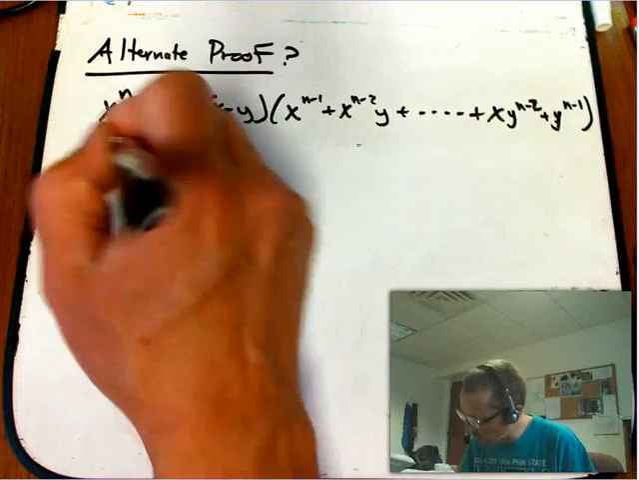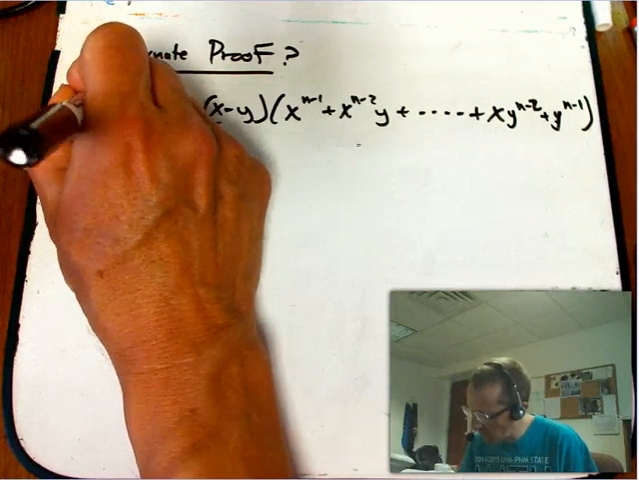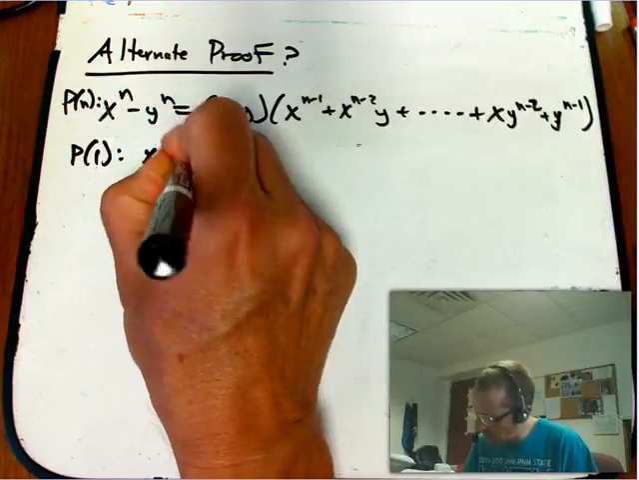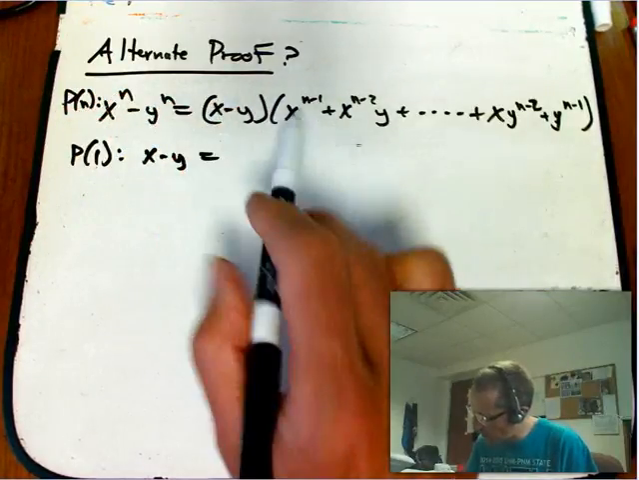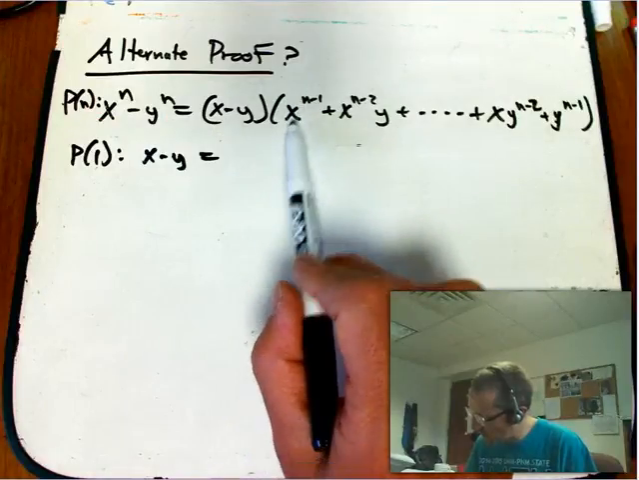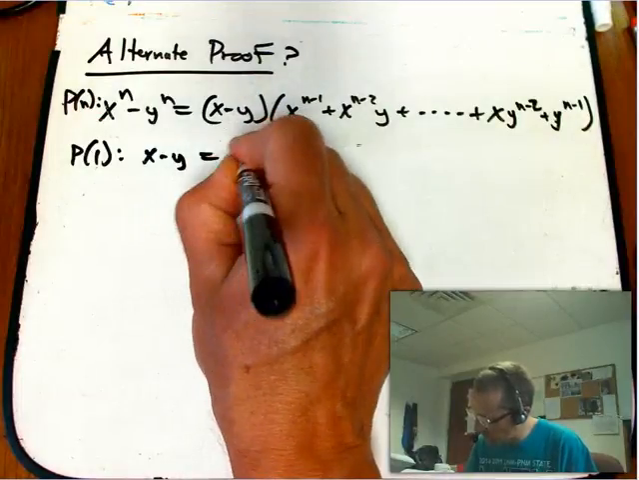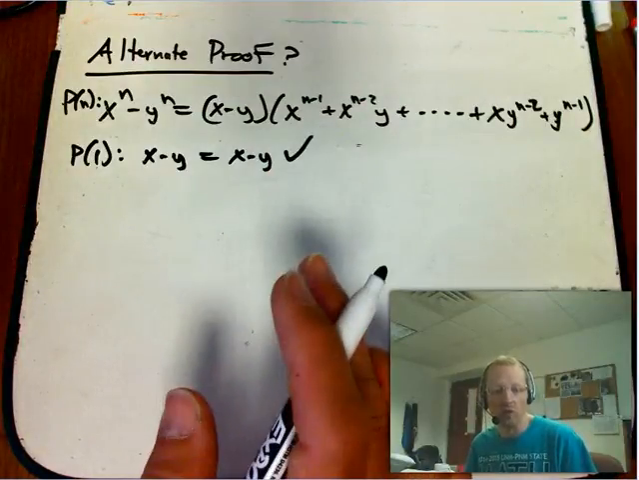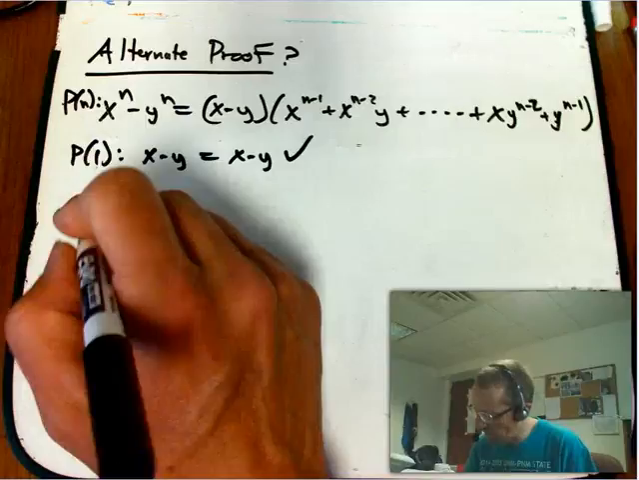But how would we prove this? Okay, so that's P of n. Well, P of 1 just says x minus y equals, and if you look at P of 1 here, it's just x to the 0 and nothing else, so it's just saying x minus y is itself. Often the base case is really dorky. It's often trivial. Okay.